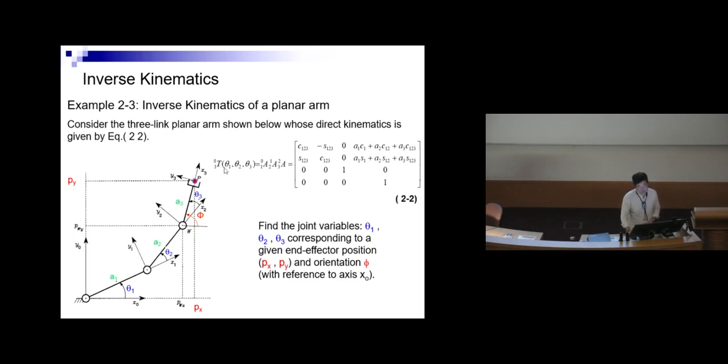You have your 0, 3, T, based on theta 1, theta 2, theta 3: 0, 1, A1, 1, 2, A2, 2, 3, A3. You multiply and simplify. This is what you have. After you have the forward kinematic equation, the next thing is you want to determine the inverse kinematics, meaning you want to find the joint variables theta 1, theta 2, theta 3 corresponding to a given end effector position px, py, and an orientation phi. This is the orientation you refer to for this particular point.